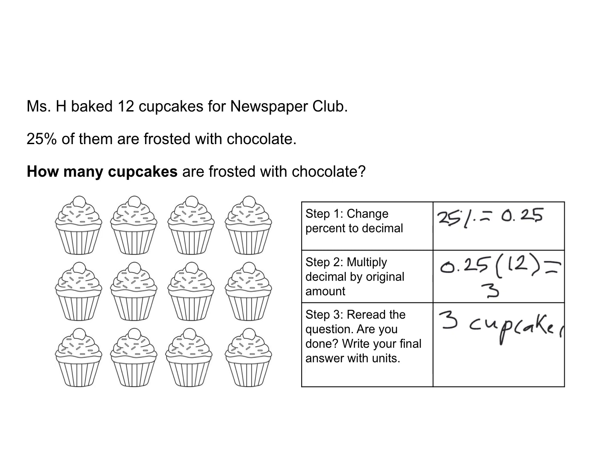And we can even shade in, maybe here, 1, 2, 3. And we can see here, we found 25% of the 12 cupcakes. That's the same thing as 1/4. Okay, so 1/4 of the cupcakes were frosted with chocolate.